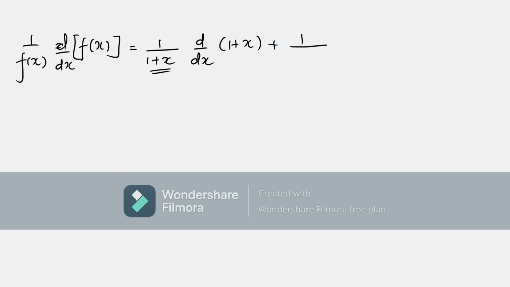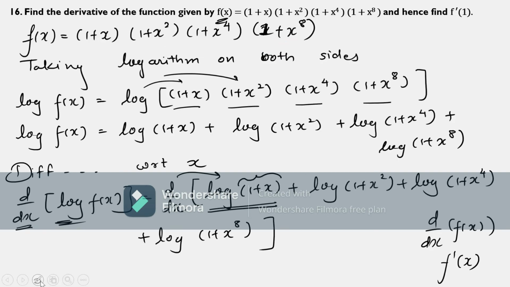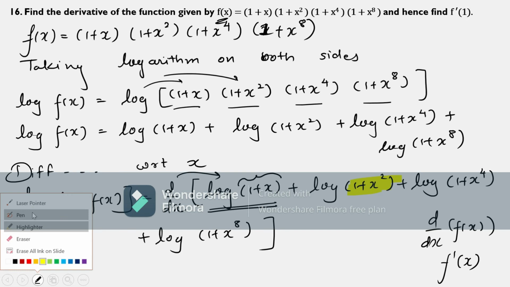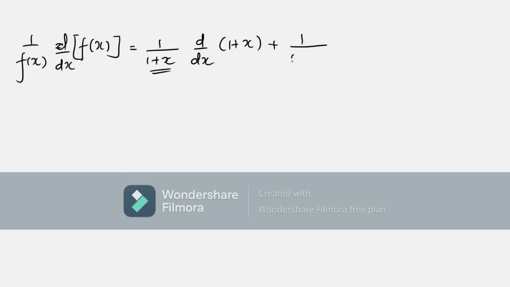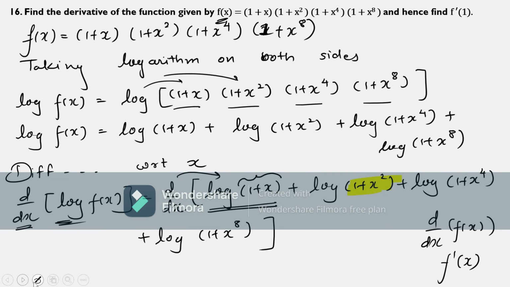Plus log of (1 plus x square). You can see this part goes in the denominator. So in that manner, 1 by (1 plus x square), but whatever goes in the denominator, we have to differentiate it again. Plus again, what is there now after the log?